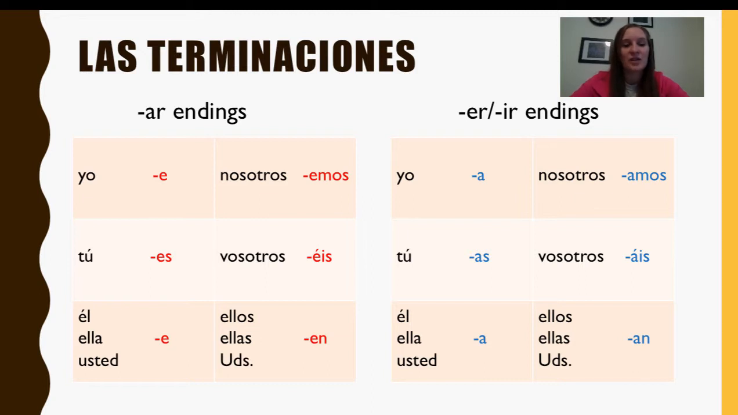Las terminaciones. For AR endings, the yo form changes to e, and then the rest follow a present tense ER ending. E, es, e, emos, éis, en. Whereas ER, IR endings follow the typical AR ending, except the yo form ends in an a. A, as, a, amos, áis, an.